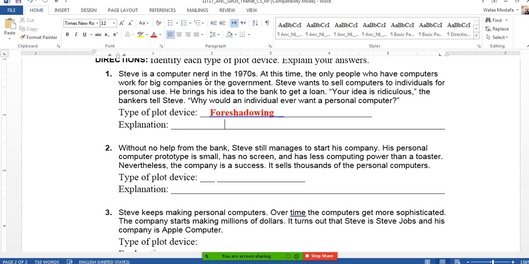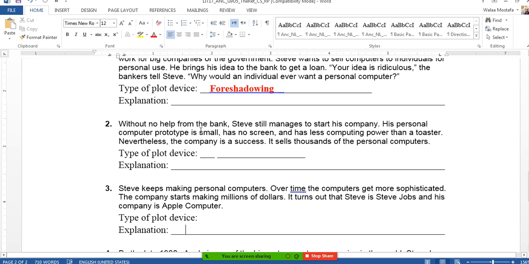Because he told me at the beginning that Steve is a computer nerd. And those kind of people, they do not leave their dream at all. They keep running behind their dream till they accomplish it. Got it? So here the device is used as foreshadowing because he gave me in this passage all the clues that helped me to predict that Steve is not going to leave his dream, and he's going to go in the direction to accomplish it. Clear?